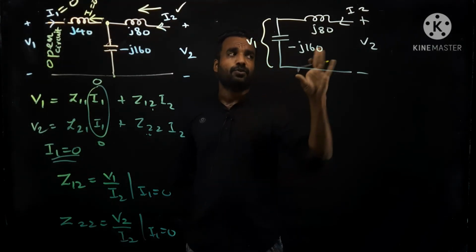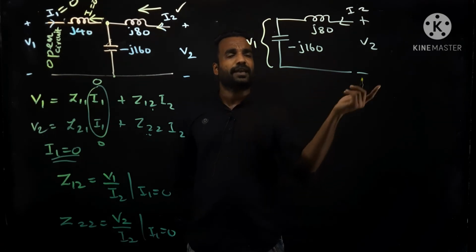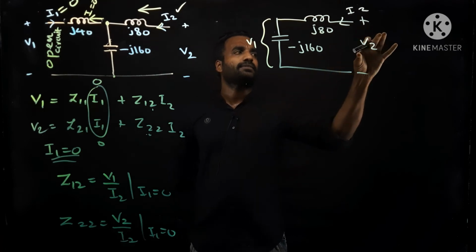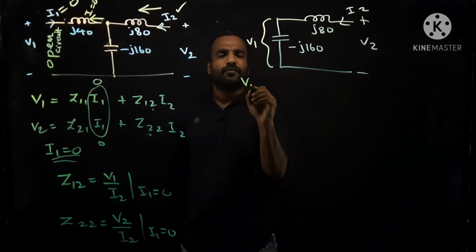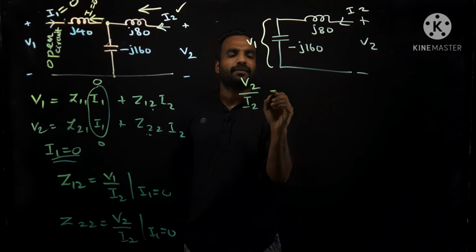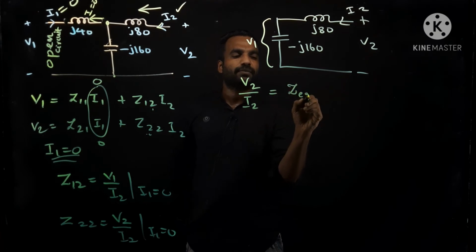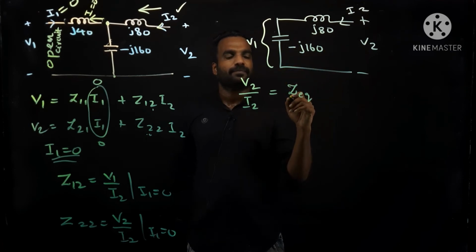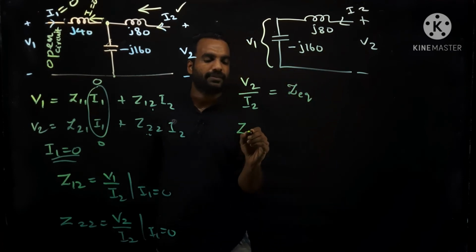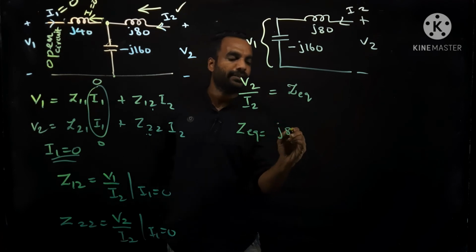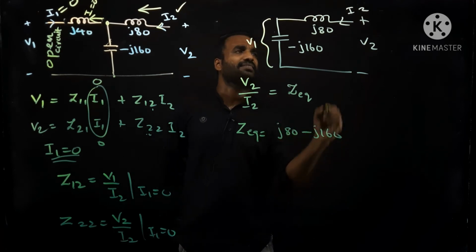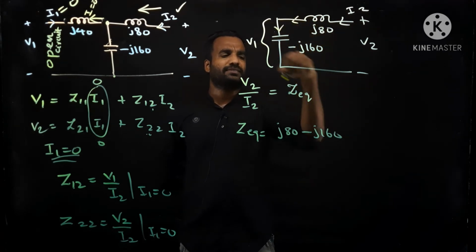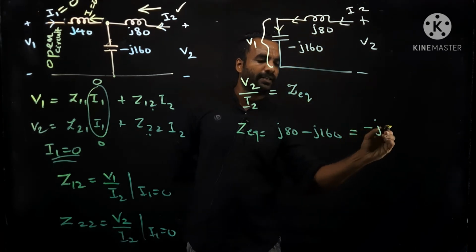Now to find Z22, there are two logics. One is the logic of equivalent circuit. The other is KVL. First of all, let me apply the equivalent circuit logic. Here this is the input voltage, this is the input current. V2 by I2 is nothing but Z equivalent, the total impedance. So Z equivalent is equal to J80 minus J160, because this is a series combination. The same current passes in all these components. That is equal to minus J80.